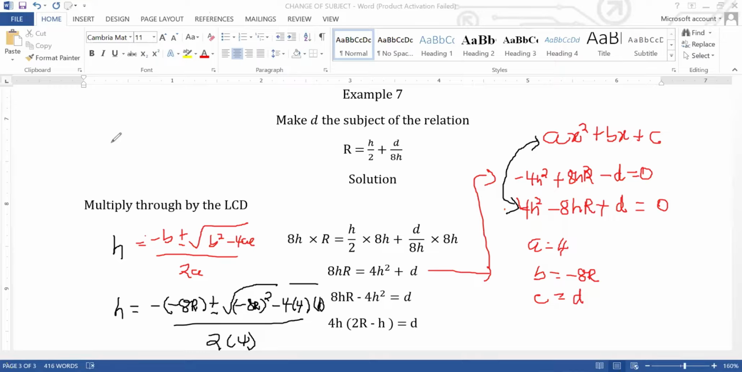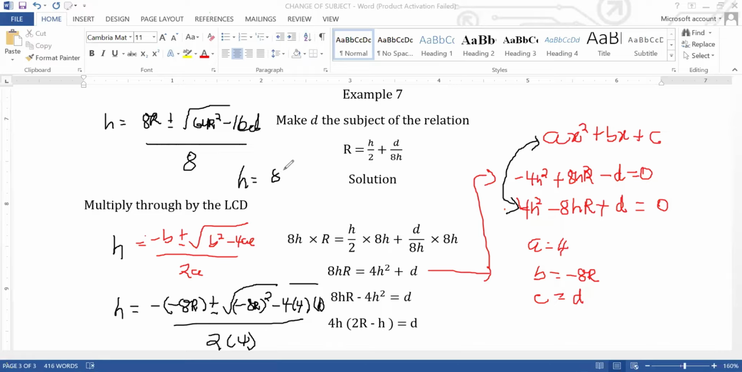Then finally, you can say H becomes equal to 8R plus or minus the square root of 64R squared, then minus 16D, all over 8. Right? That's it. You can simplify further and make it like this. H now becomes equal to, because 8 can divide this and this.